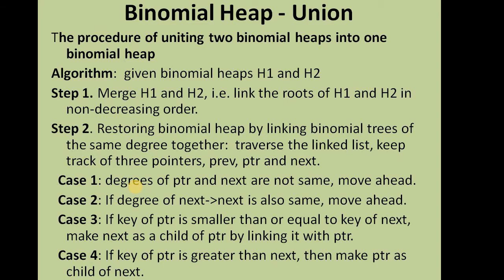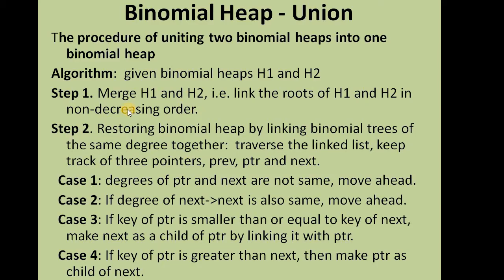Today, we will talk about some more operations. We will talk about the union in binomial heap, and then we'll talk about the insertion in binomial heap. So let's see a simple procedure of how two binomial heaps can be united into one binomial heap. Let's talk about this procedure. Step 1. We'll merge H1 and H2. That means we'll link the roots of H1 and H2 in the non-decreasing order. This is step 1.